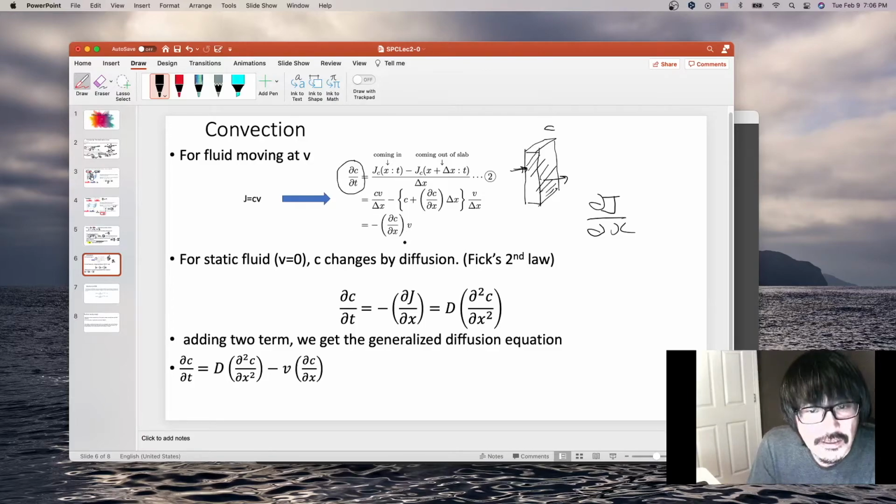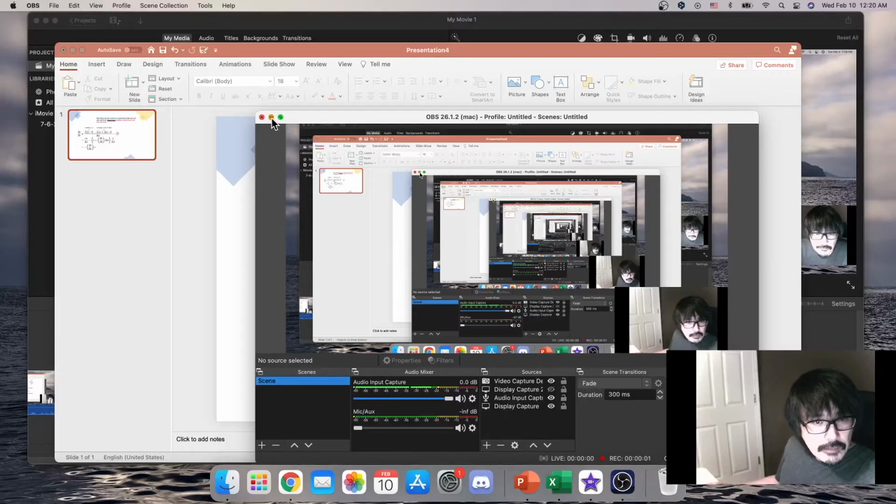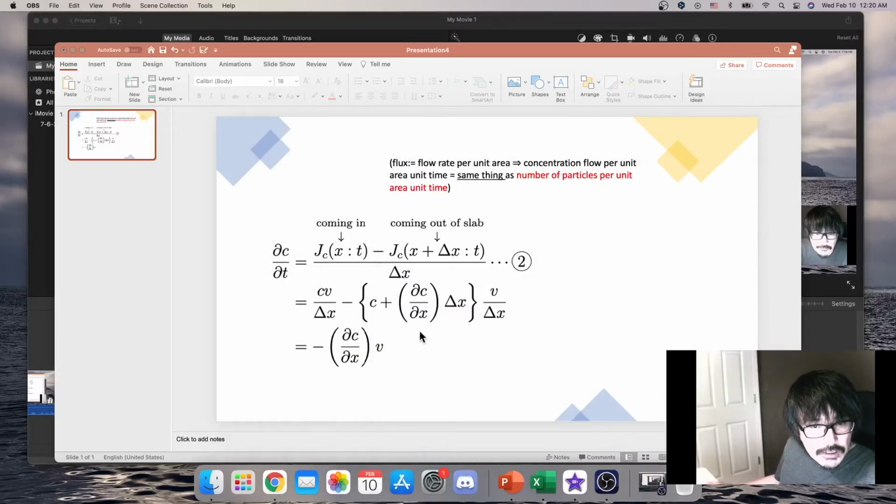Then you actually get this formula right here. Instead of J, you have the CV, but B being constant, it's going to come out this way. So that's pretty much what we have here. Alright, let me just talk a little bit more about this formula right here.